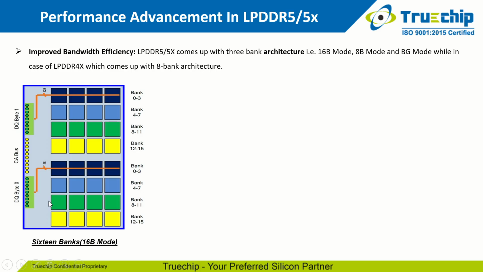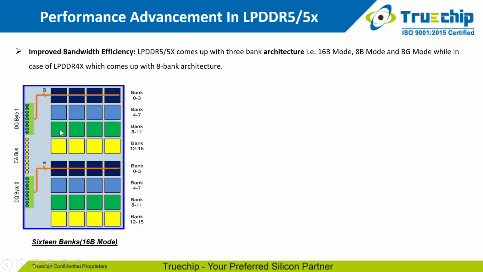16B mode consists of 16 banks, as this mode doesn't have bank groups, and supports both burst lengths of 16 and 32. Along with the 16B mode, it supports 2:1 and 4:1 WCK to CK ratio. It supports a maximum data rate of 3200 Mbps. Now you can see on the diagram how the architecture of 16B mode is designed.